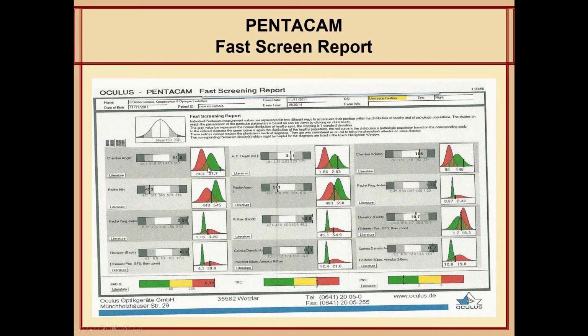The green Gaussian curve is the normal values with their 2 standard deviations, while the red curve is the abnormal values and the 2 standard deviations. And then you can see within them where the patient's eye stands. Like in this one, the chamber angle is way on the green side within the normal side.